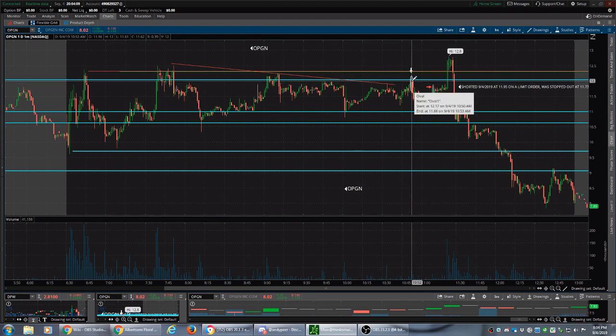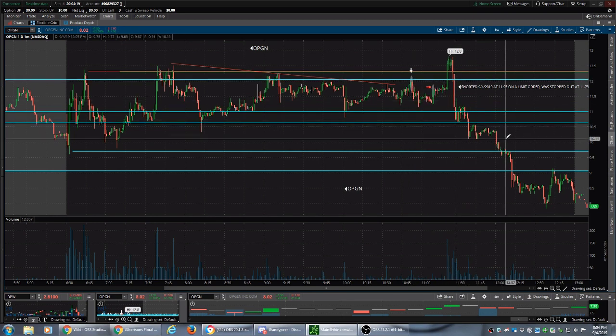And so that's one of the reasons that when I saw a spike, I didn't see it. I was gone again, but it filled me up there. I said, okay, if it spikes up, I want to get filled up here, and then let it wash out. But anyways, that's what happened. I ended up green for the day. But there's my OPGN trade.